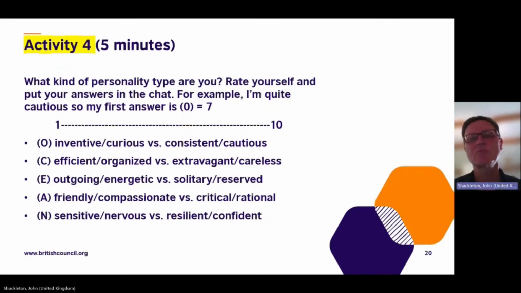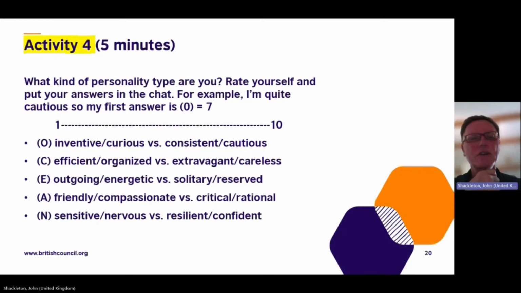All right, I've given you an example there. You don't know me very well, don't know me at all, but it's probably true to say that I'm fairly cautious. I'm consistently cautious, the core of my personality is one of caution. So if 1 is very, very inventive, open, experimental, etc., and 10 is the opposite of that, then I would put myself somewhere at 7.